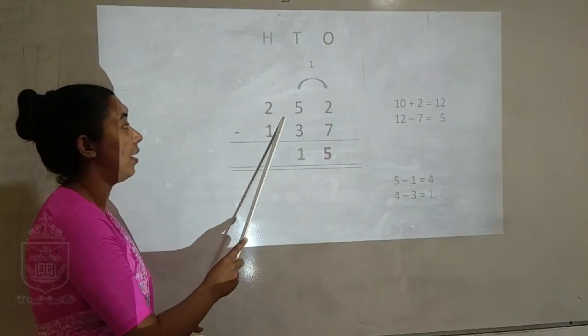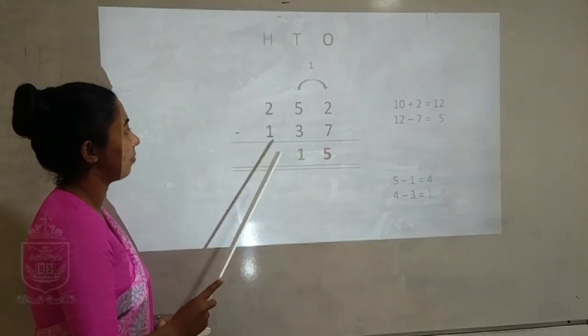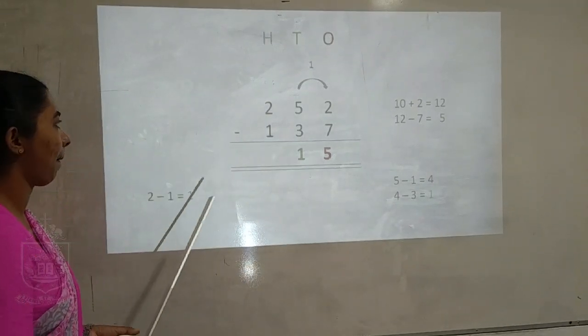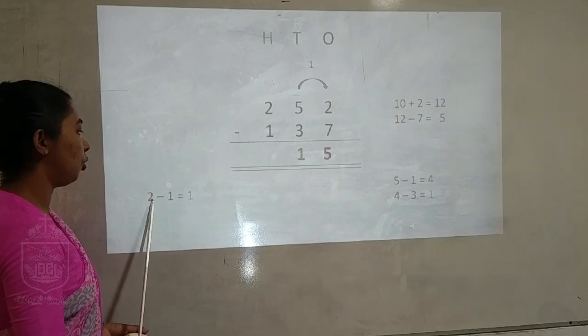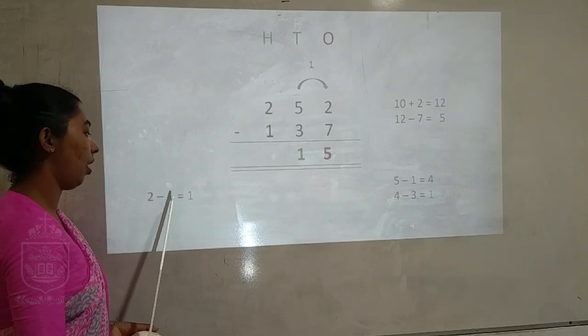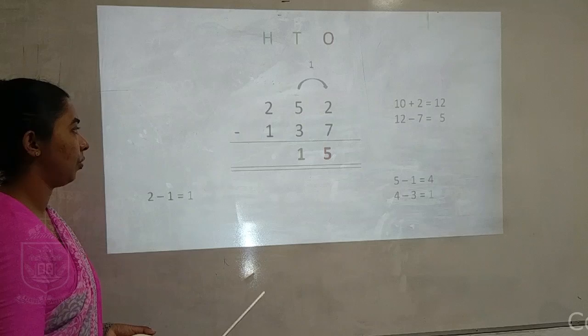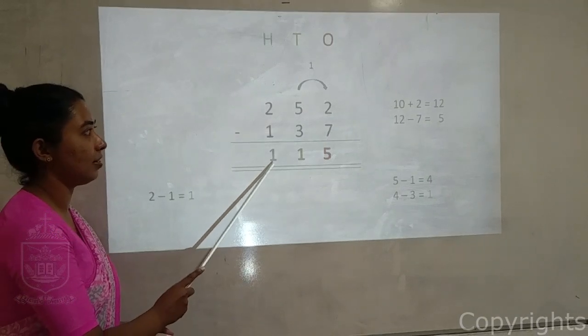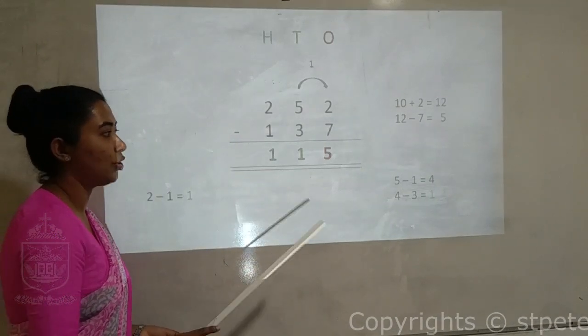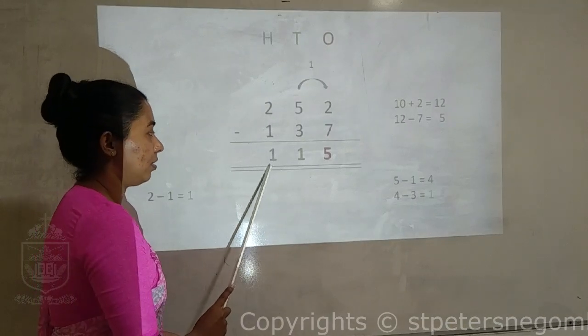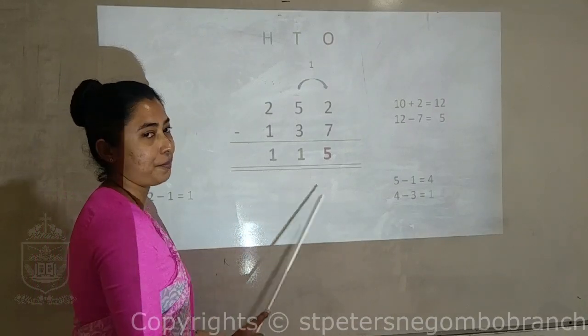Now we are going to subtract hundreds. We have to subtract 1 from 2. The answer is 1. Altogether, the answer is 115.